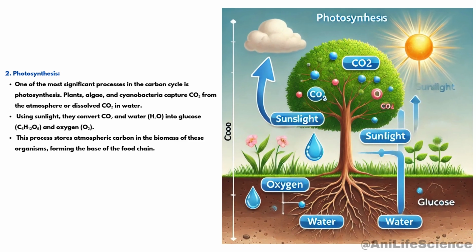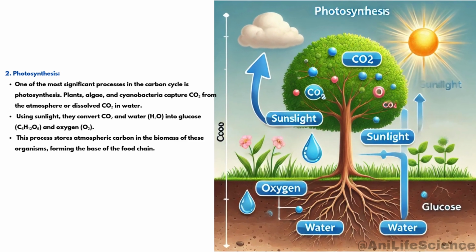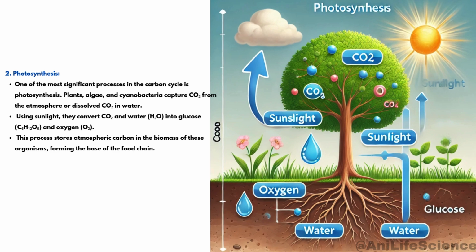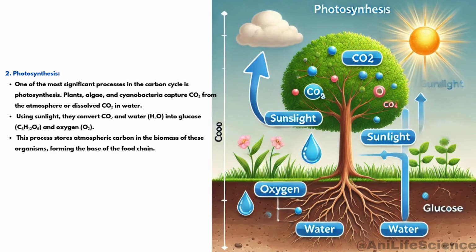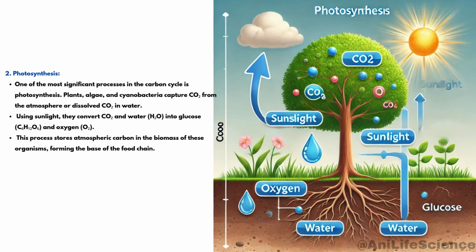Second, photosynthesis. Photosynthesis is how plants, algae, and some bacteria convert sunlight, carbon dioxide, and water into glucose and oxygen. This process stores carbon in plant biomass, forming the base of the food chain.